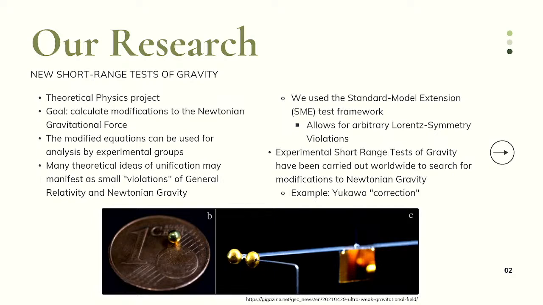So basically, there are some theories that there are violations of general relativity and Newtonian gravity at very short distances. So we're looking at sub-millimeter distances. So we use the standard model extension, or the SME framework, which basically allows arbitrary Lorentz violations in our calculations. Like I said, there have been experiments worldwide that have been carried out that are using these modified equations to find any violations of Newtonian gravity.